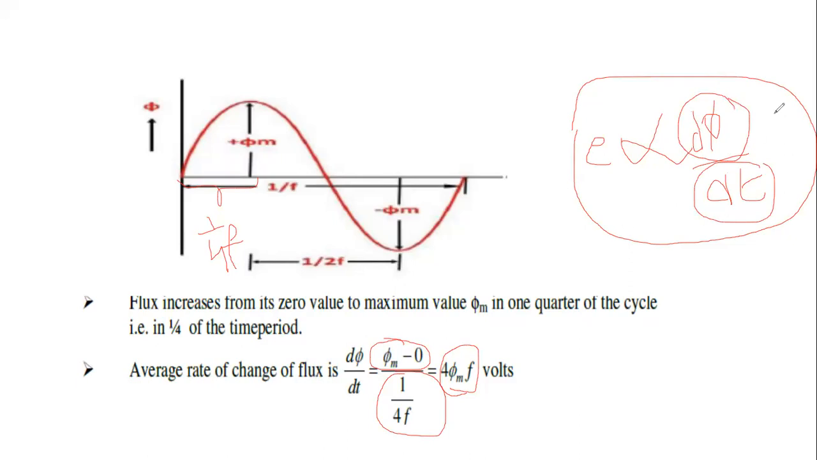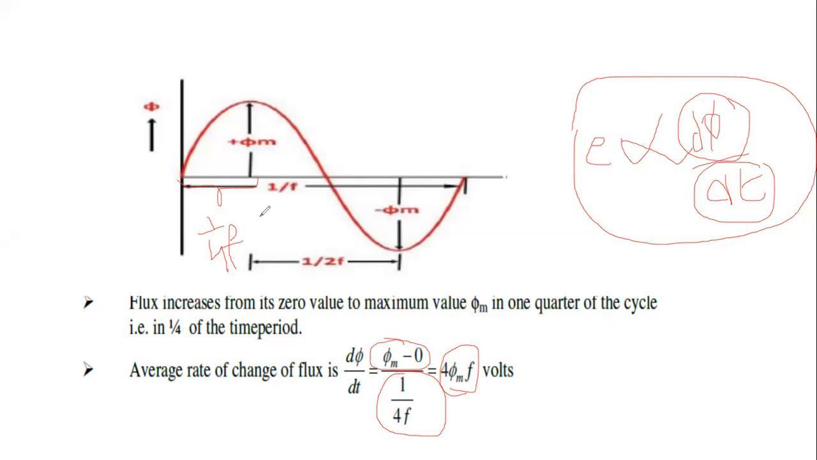The EMF induced is directly proportional to dφ/dt. Therefore, what is the change of flux? dφ is φm minus 0, that is, 0 to φm. The change in the flux is 0 to φm. Therefore, the rate is (φm minus 0) by dt.